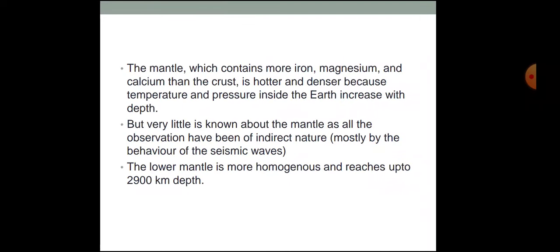The mantle, which contains more iron, magnesium, and calcium than the crust, is hotter and denser because temperature and pressure inside the Earth increase with depth. But very little is known about the mantle, as all the observations have been of indirect nature, mostly by the behavior of the seismic waves. The lower mantle is more homogeneous and reaches up to 2900 km depth.